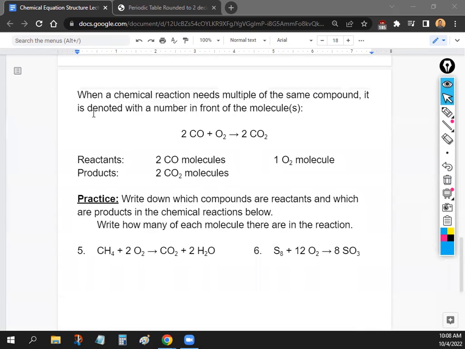Now, we talked about this already, but just to reiterate, when a chemical equation needs multiple of the same molecule, you just put a number in front of it. So we saw an example earlier, but here we have a 2 in front of CO, which means that we need 2 CO molecules. There's no number in front of O2, so we only need one O2 molecule. And here we have a 2 in front of CO2, so we have 2 CO2 molecules.